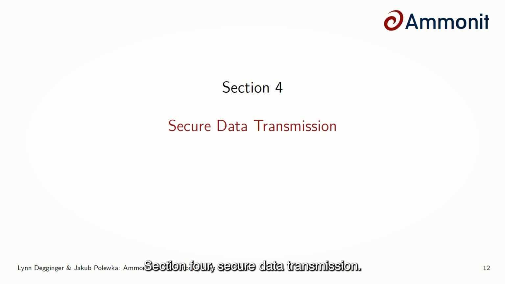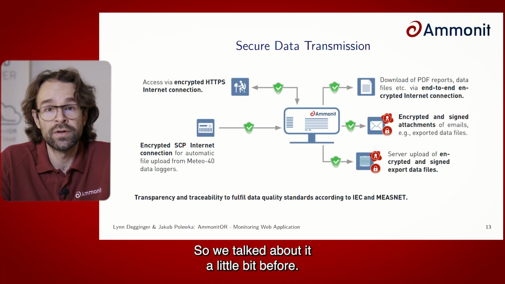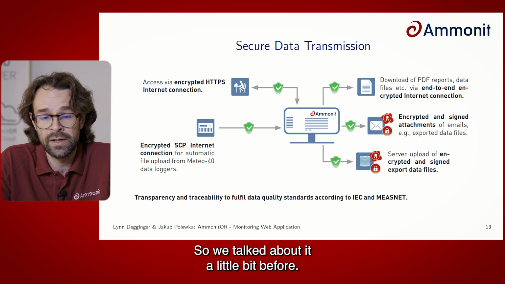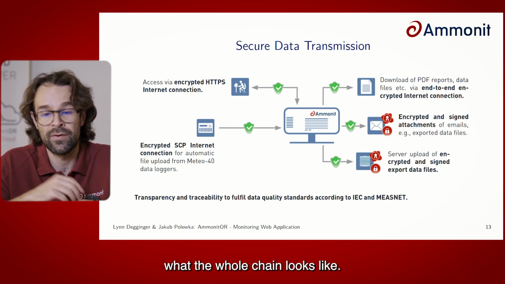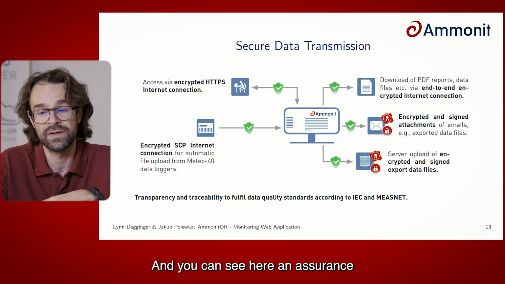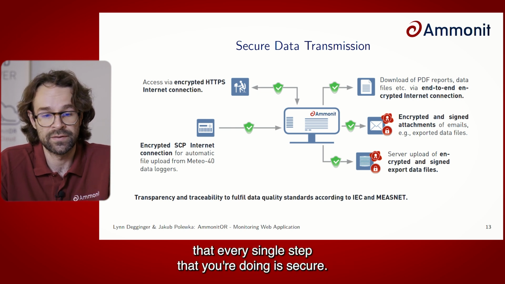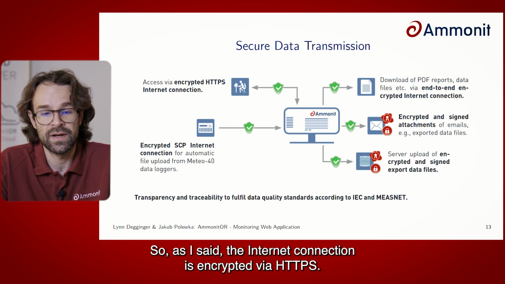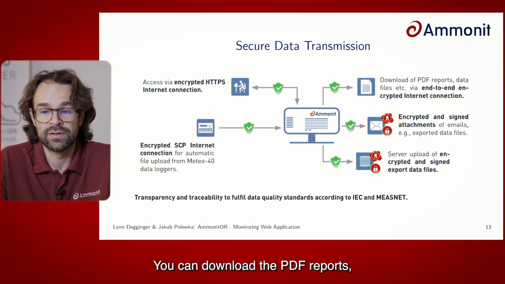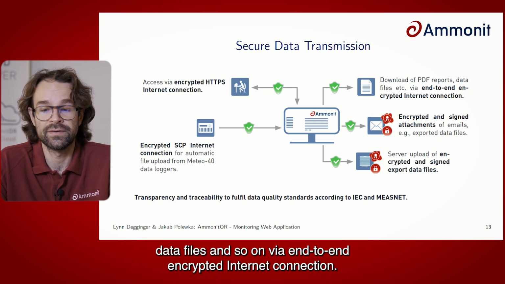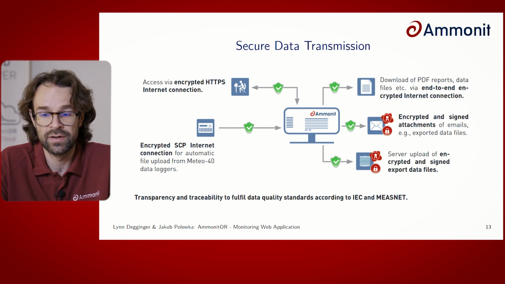Okay, section 4, secure data transmission. We talked about it a little bit before. Here you can see how the whole chain looks, and you can see an assurance that every single step that you're doing is secure. As I said, the internet connection is encrypted via HTTPS. The data loggers are sending the data using SCP. You can download the PDF reports, data files, and so on via an end-to-end encrypted internet connection.